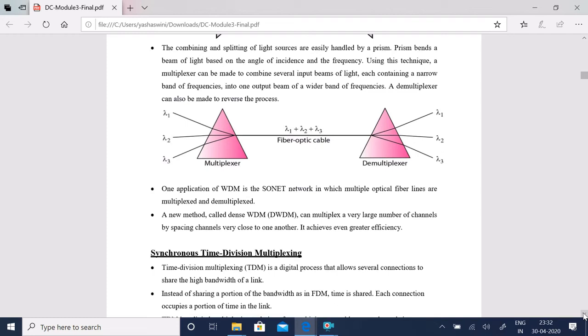One application is that it is used in SONET networks in which multiple optical fibers are multiplexed and demultiplexed. A new method has evolved which is used for a large number of channels which are close to each other. With this technique, you can achieve higher efficiency as the loss involved in the data is reduced.